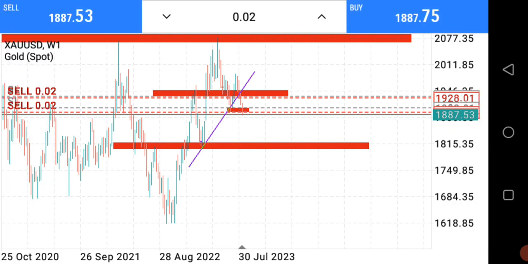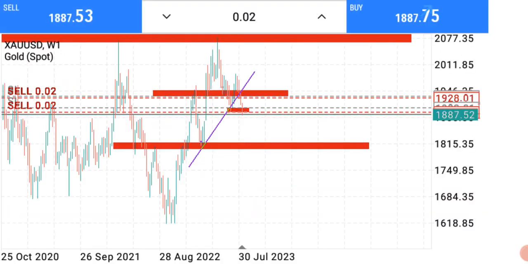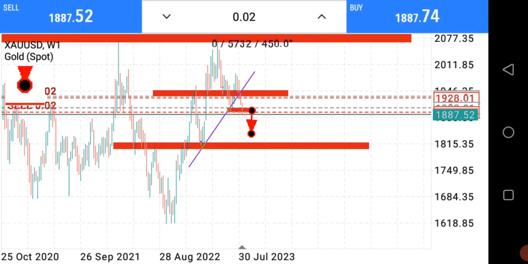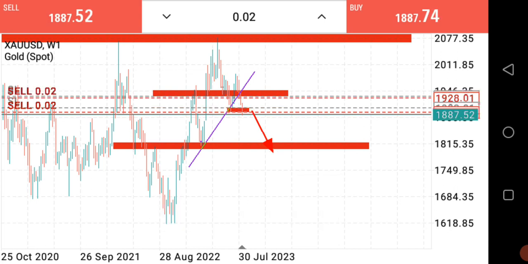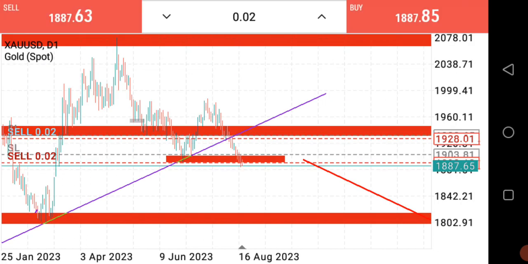So this third zone is going to be my take profit. I'm going to hold this trade for a couple of weeks so that I can milk it to the last level. That is the joy of being a position trader. I'm a position trader. I don't trade every day.